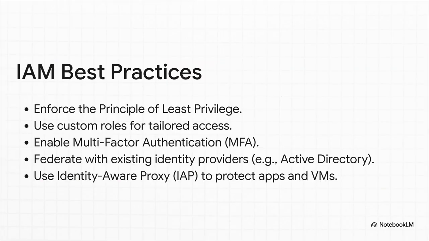So what are the golden rules here? First, always enforce the principle of least privilege. That means you grant the absolute minimum permissions needed for a job, and not one bit more. Use custom roles instead of those broad default ones. And please, just enable MFA everywhere. And for your applications and your VMs, a tool like Identity Aware Proxy, or IAP, is a total game changer. It basically wraps your apps in a layer of Google's own identity verification, so you can grant access to specific users without ever putting them on the public internet, or making them use a clunky VPN.